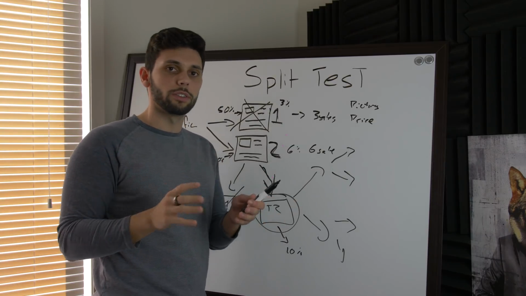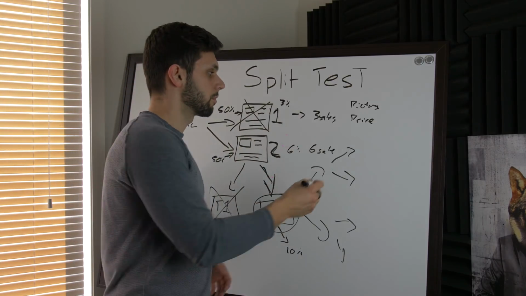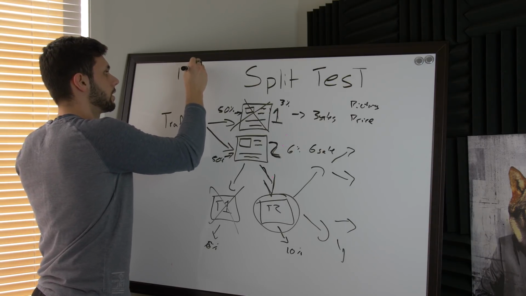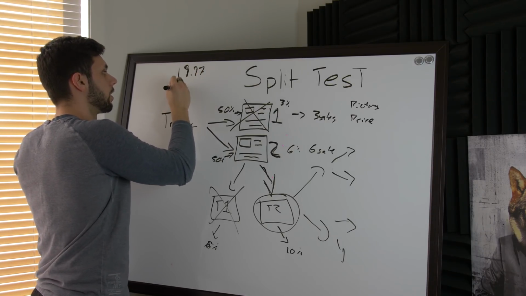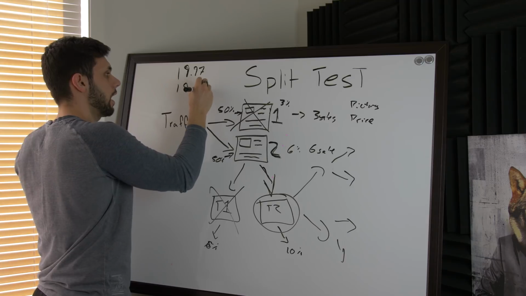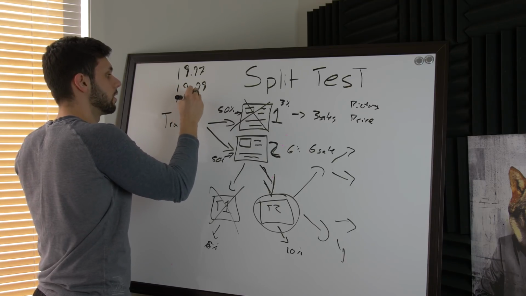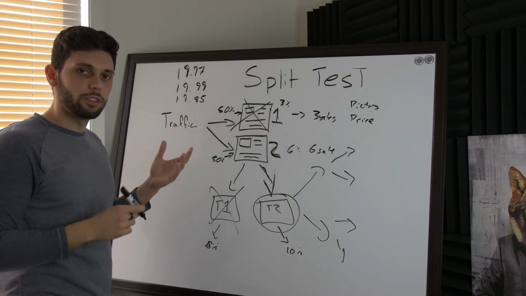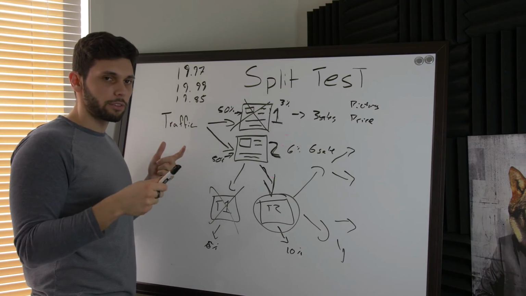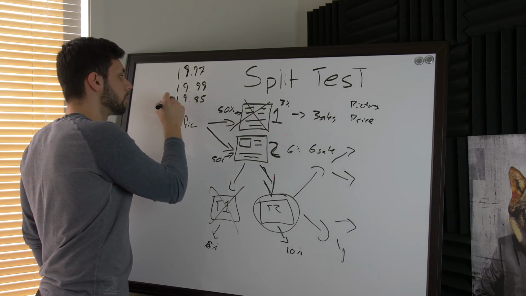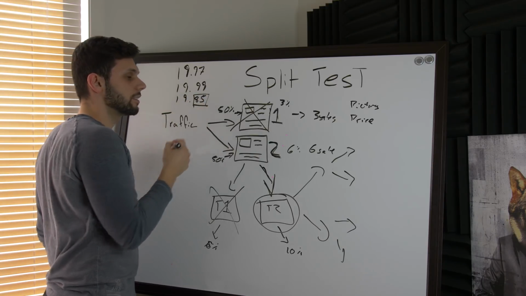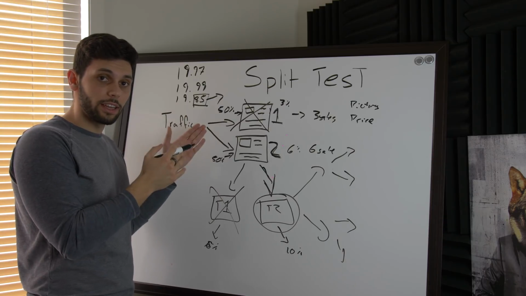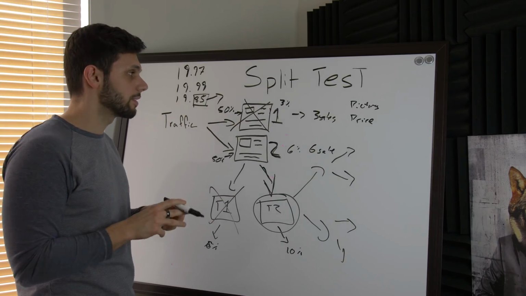Have you ever noticed, okay, in a listing, let's say 19.97 or 19.99 or 19.85, right? You see all these numbers, but statistically, do you know which one works better for your product? You don't actually need to change the whole price, just the ending of the price, and you can split test literally with the ending to see which ending is going to bring you the most sales. So that's another thing to consider.